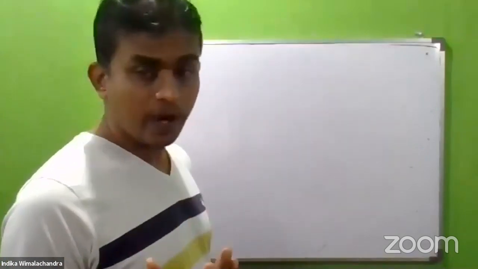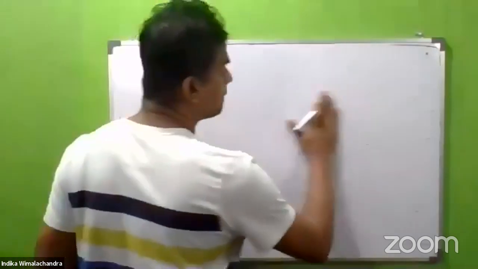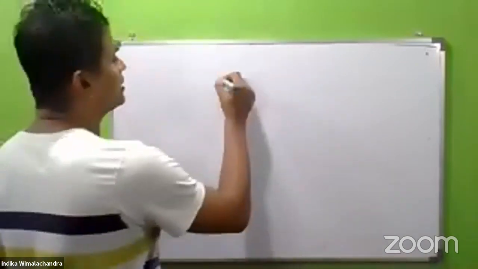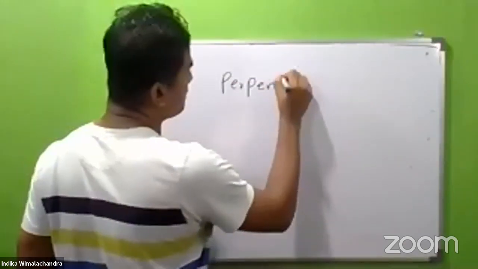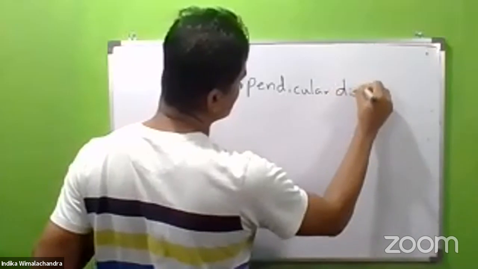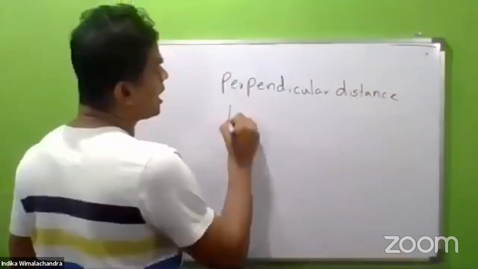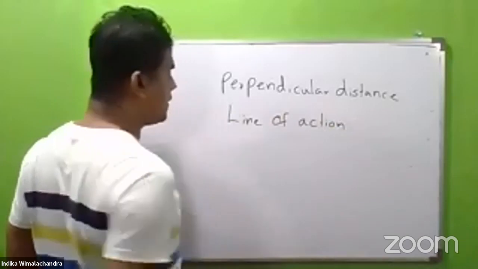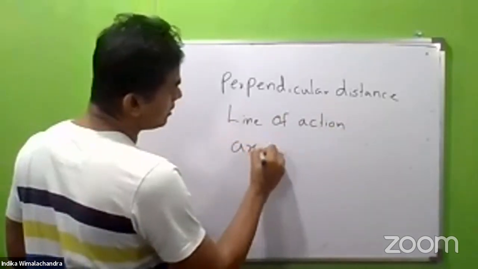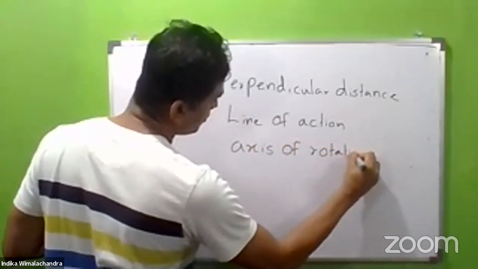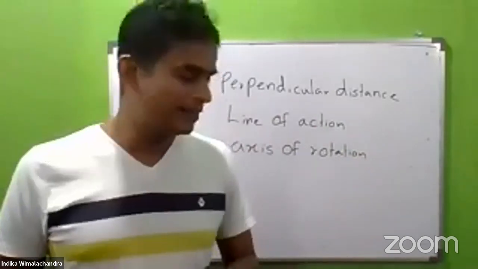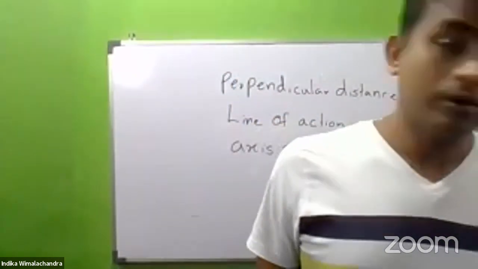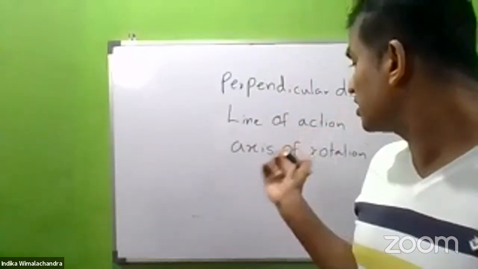If you have some questions, you must be confident about these terms. Check whether you are confident about perpendicular distance, line of action, and axis of rotation, because these three terms are very important for this unit, the turning effect of a force.